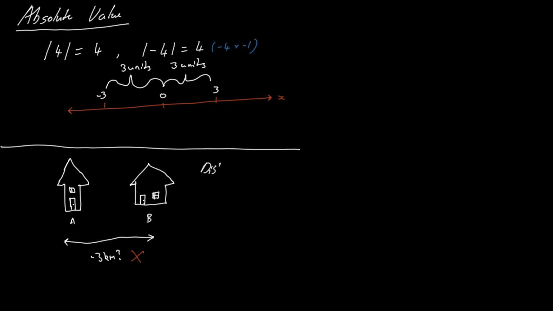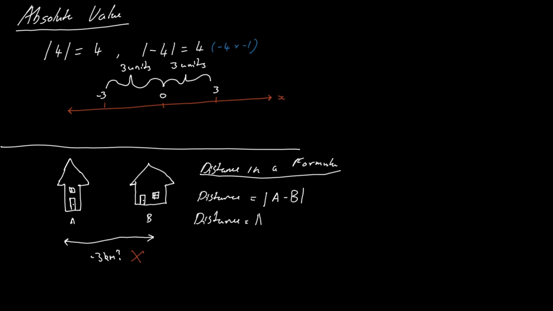If I wanted to find the distance between House A and House B in a formula, I would say the distance is equal to the absolute value of A minus B. Without the use of absolute value in this formula, it is possible to get a negative distance if House B was sitting on a greater number than House A, which just doesn't make sense.